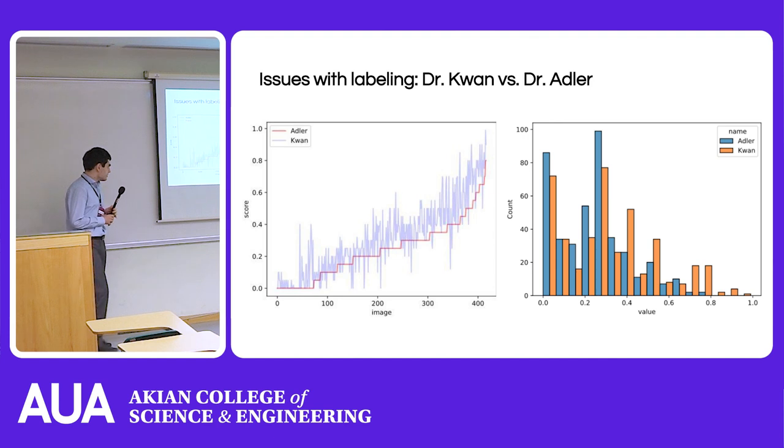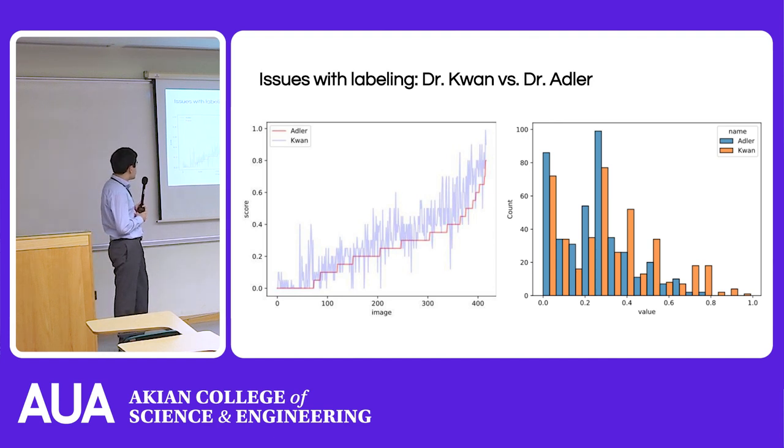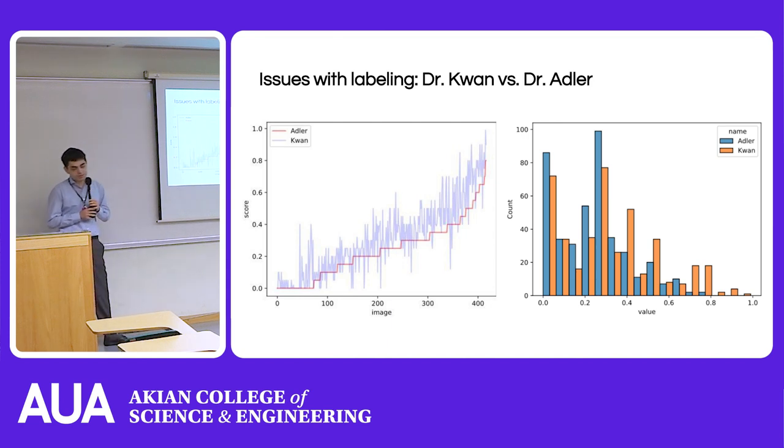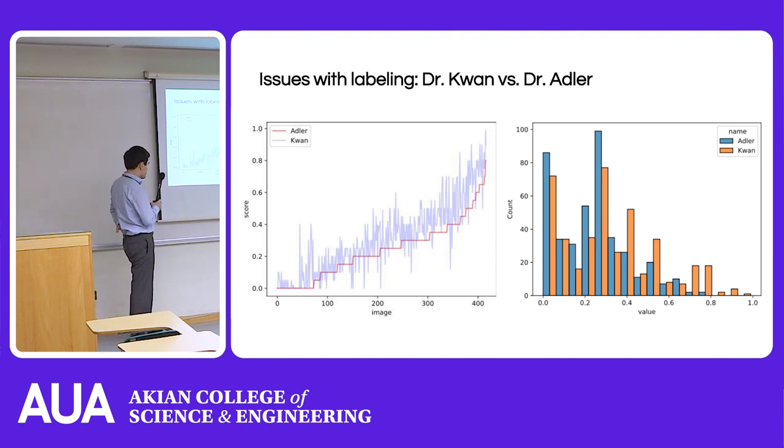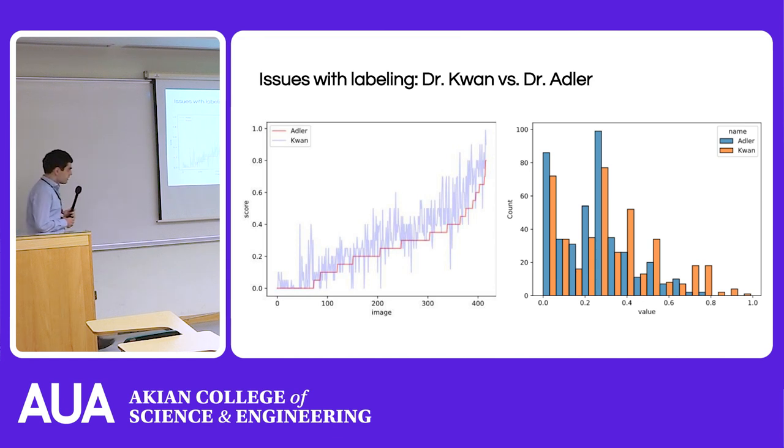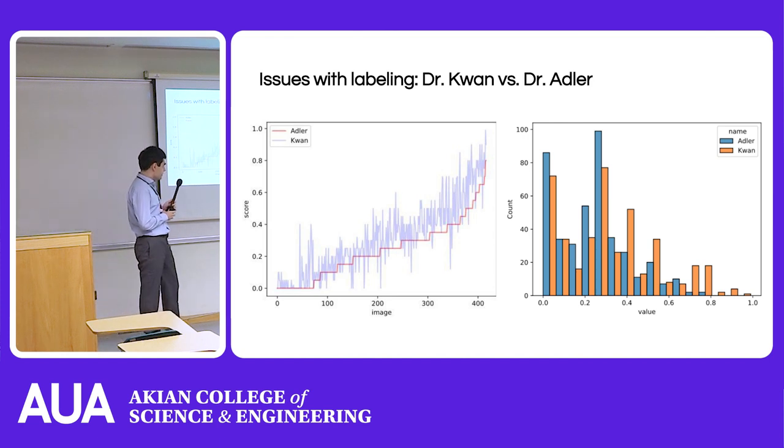To illustrate that issue, take two different dermatologists. In the first image, the red line is the sorted scores of the first dermatologist, and the blue line is the scores of the second dermatologist, ordered according to the index of the first sort. You can see there are a lot of outliers and distortions. The general trend is preserved, but the distortions are there. The second plot is a histogram of both scorings, where you can observe the differences as well.